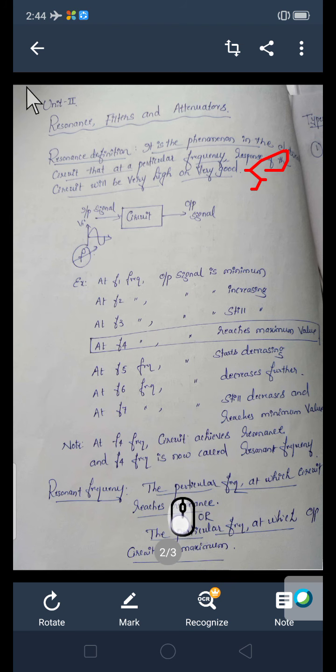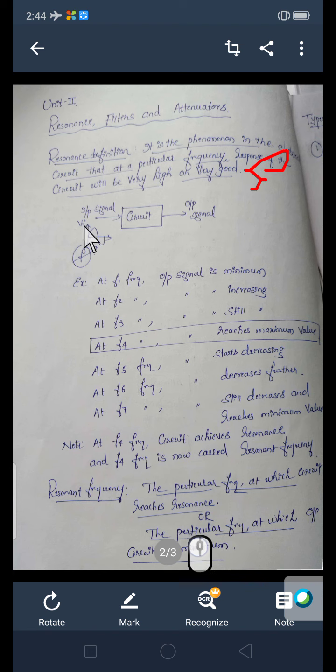Just see, resonance, filters and attenuators, this is unit 2. Before we go for the resonance definition, we will take up one example and try to explain what resonance is. Here is one circuit. I have applied some input signal, and out of this circuit I will be expecting some output signal. So this is the input signal and this is the output signal.